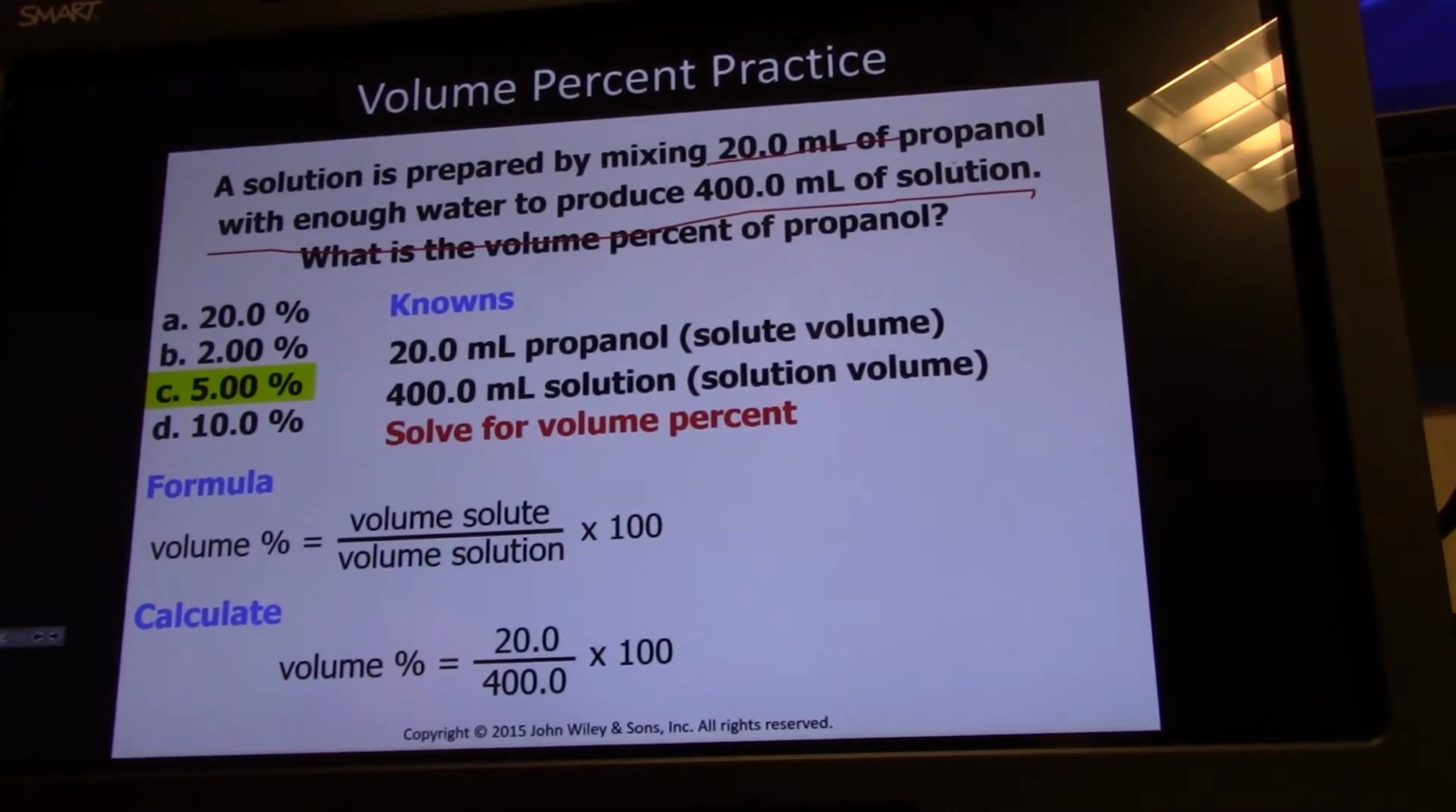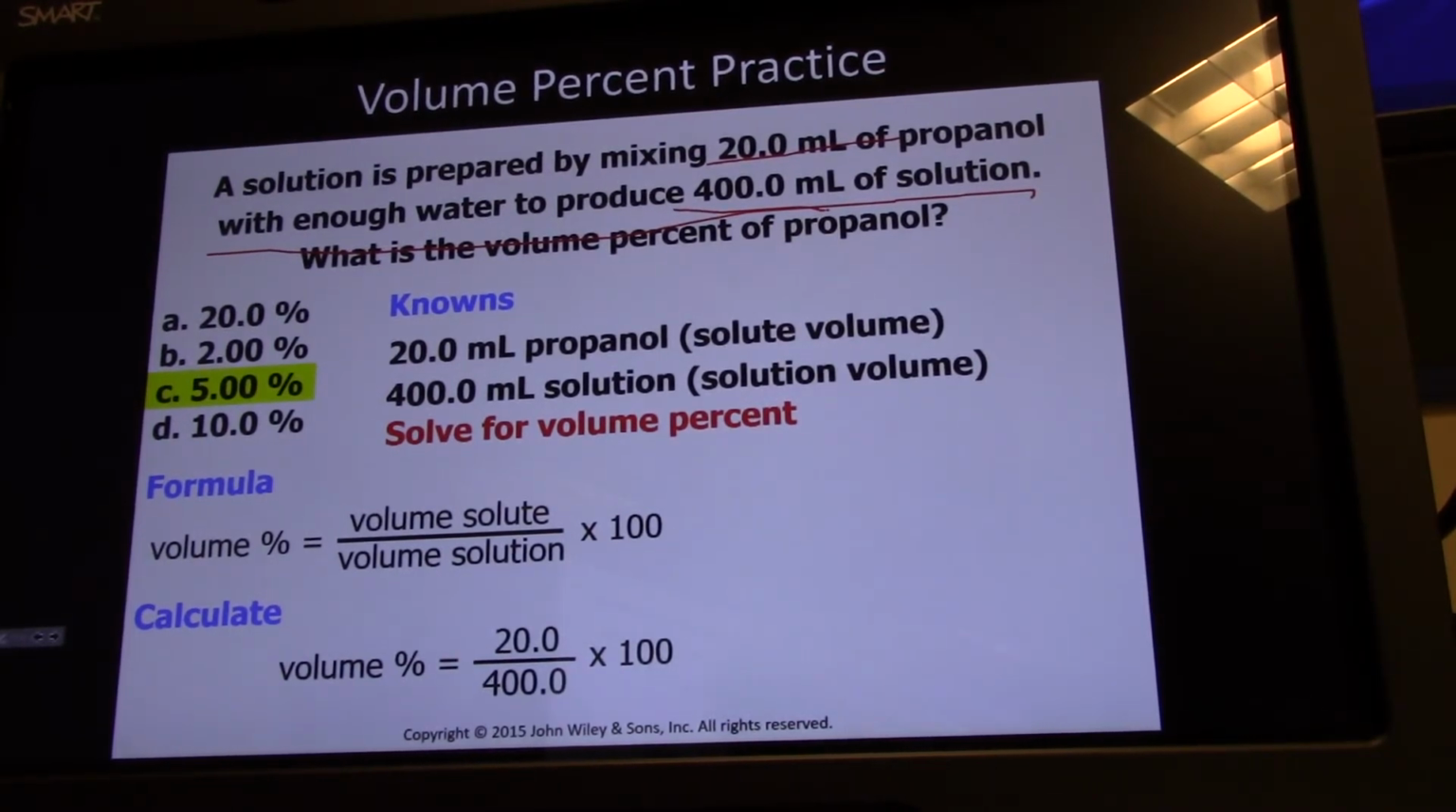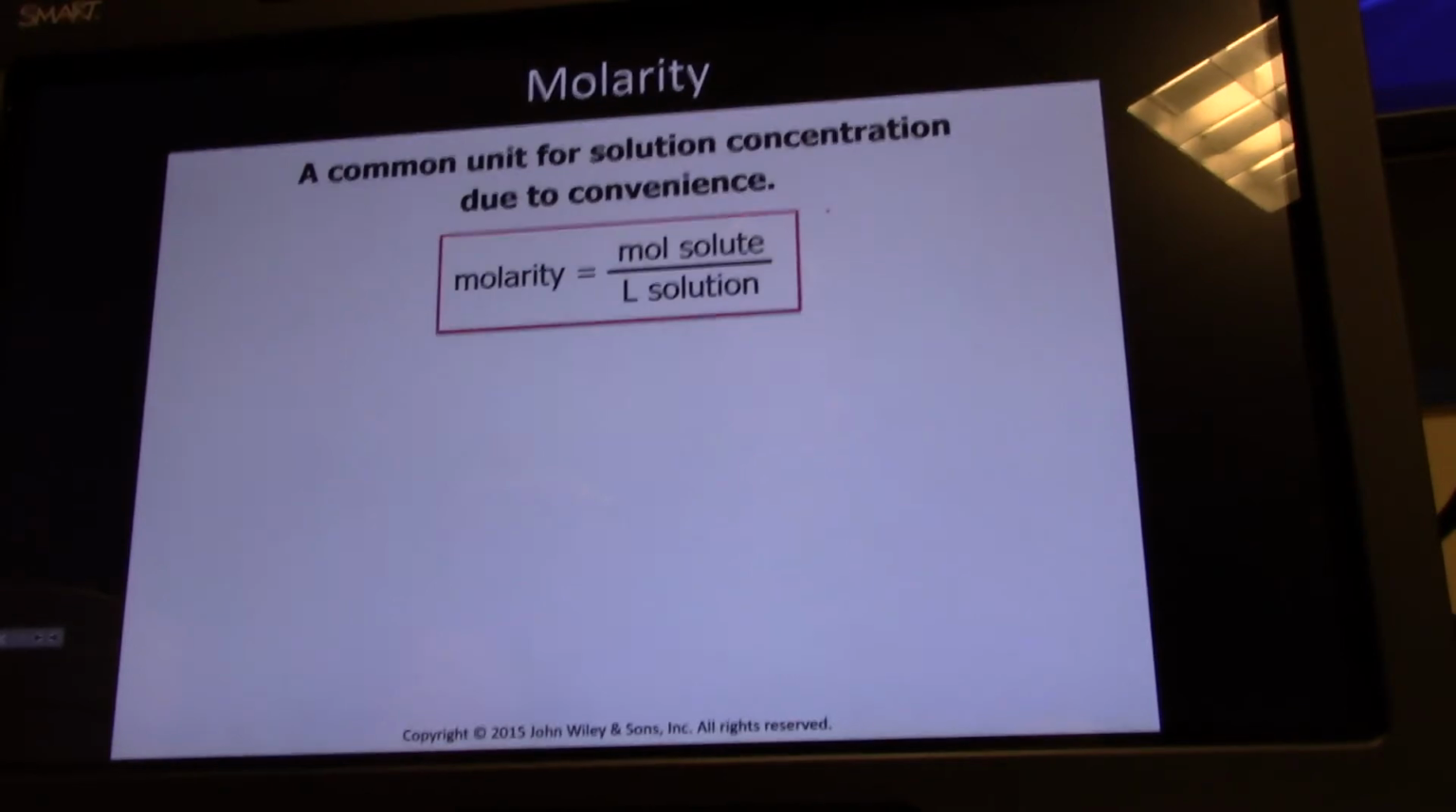You have 20 milliliters of propanol, and then you fill it up to a total volume of 400 milliliters. That may not be 380 milliliters of water. It may be 384 or something. And so that's just a way to word it, because liquids are not typically additive when they're different liquids. So this would be a 5% solution.